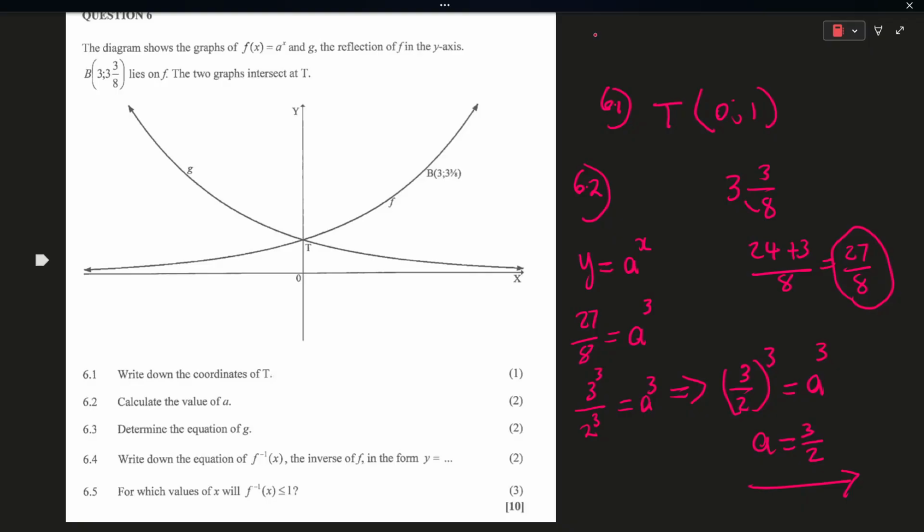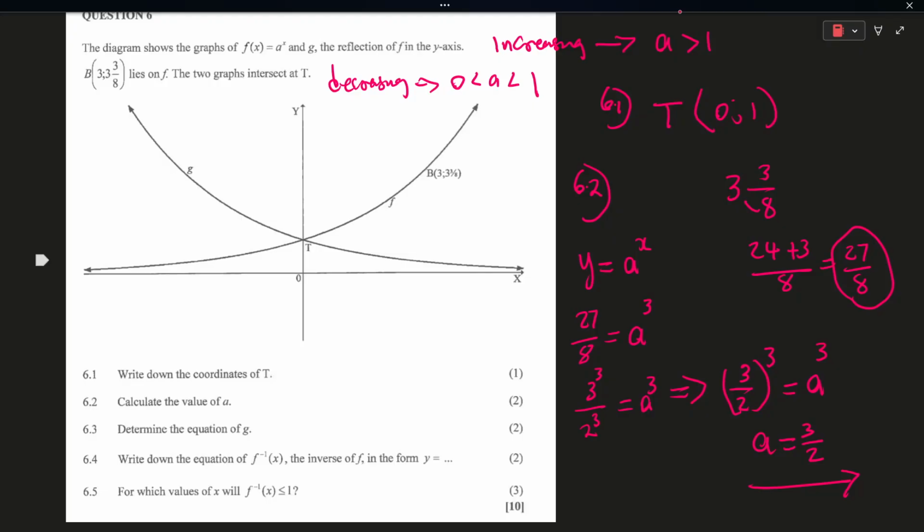Now, determine the equation of g. We are being told that it's a reflection. Another thing that you need to know about exponential graphs is the issue of increasing graphs. If it's increasing, the value of a should be greater than 1. And if it's decreasing, don't forget, the value of a should be between 0 and 1.